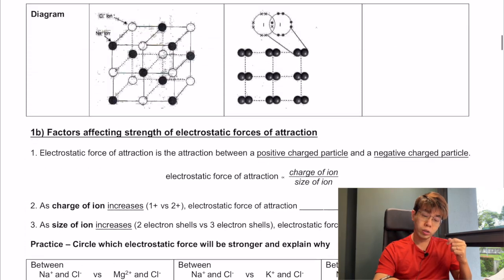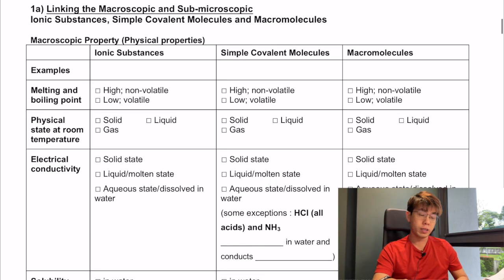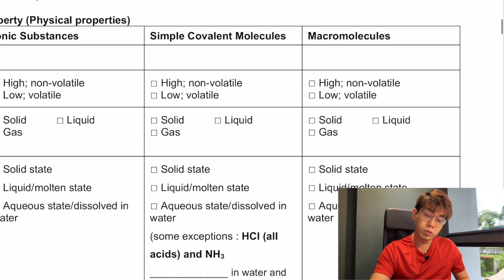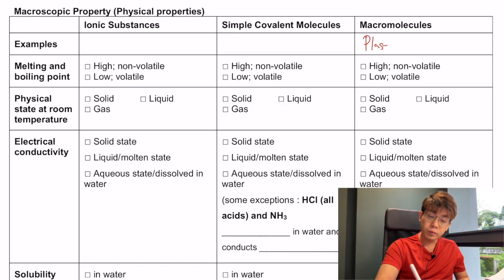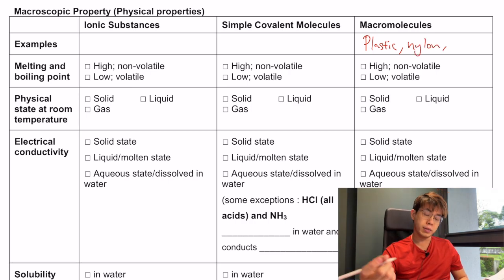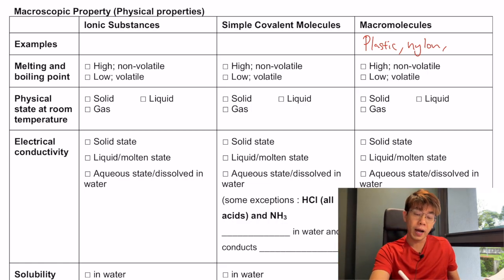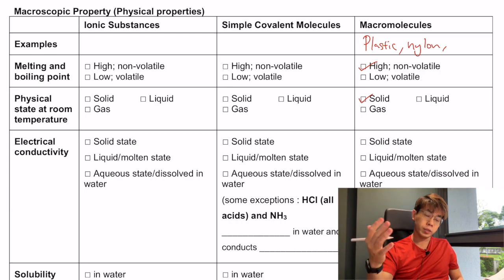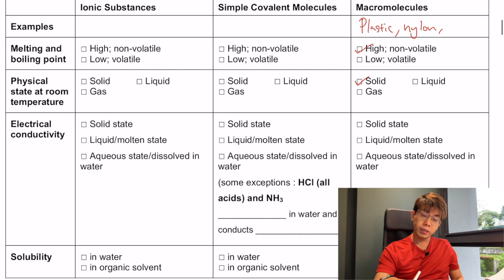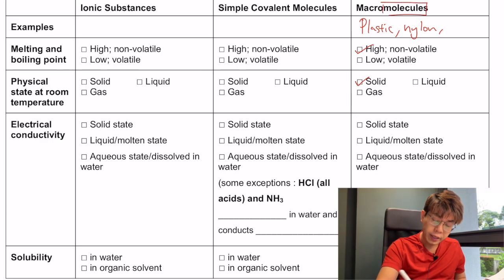Okay, so let's take a look at this new structure that we have learned. So macromolecules are generally plastic. So you have things like nylon, polyester, plastics, right? The melting point of macromolecules is actually very high. You see, plastics are usually solid, and they're usually solid at room temperature because their melting points are very high. So plastic is also a molecule, right?